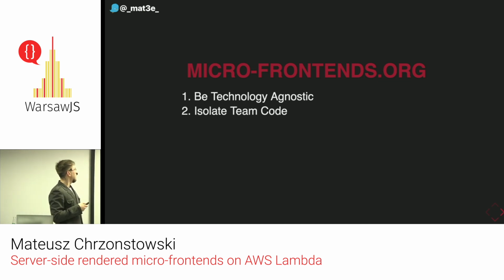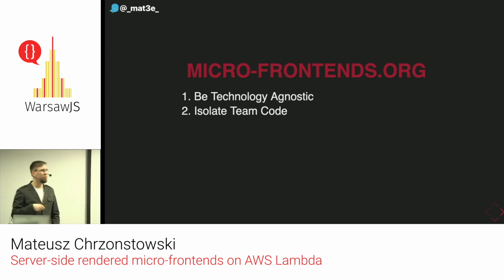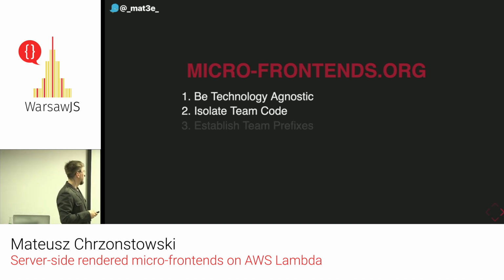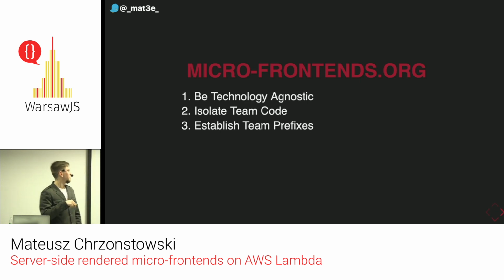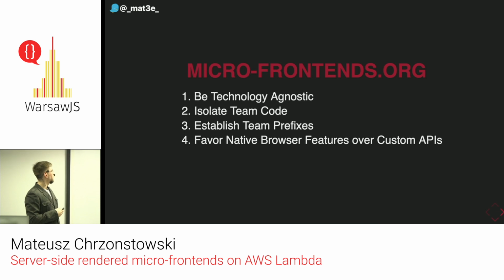So the second bullet point is the team code should be isolated. So we should not spoil the window object. So don't put global variables and stuff like that. We should be really isolated. Then if we are not isolated enough, we should at least have the differentiator. So our team uses this prefix. Remember about that.